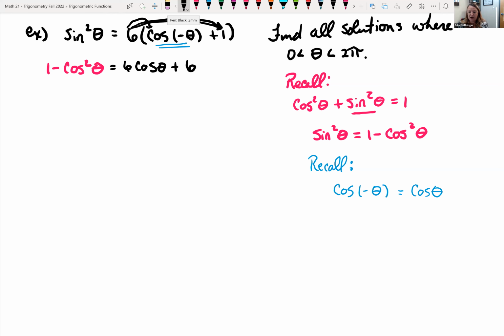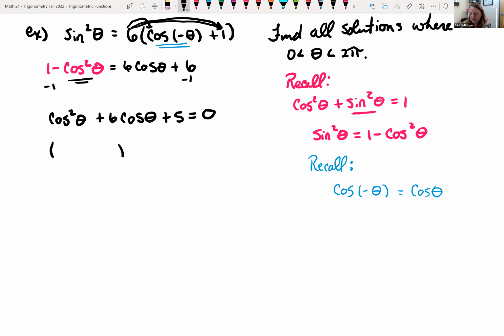So I can see now I have an equation with just one trigonometric function. I can see that it's a quadratic, so I need to get everything to one side of the equal sign and set this equal to 0. I prefer a positive 1 in front of my cosine squared, so let's add that to both sides of the equation. So that's cosine squared theta. And then let's subtract 1 on both sides. So plus 6 cosine theta is 6 minus 1, so plus 5 equals 0.